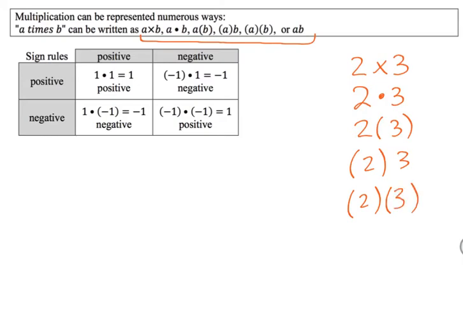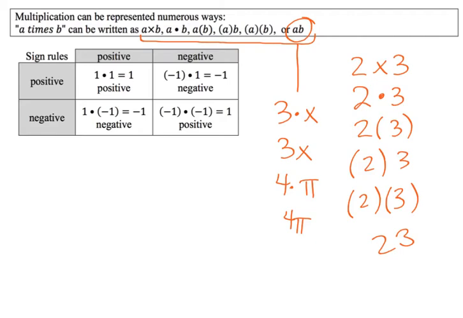And the last example here, it does not work for 2 numbers. If I write 2 numbers next to each other, that's 23, not 2 times 3. This is only useful for variables. Like 3 times x could just be written as 3x. 4 times pi can be written as 4 pi. So for things that are not just numbers, like 2, 3, 5, 7, 14, things like pi, x, a, b, c, m, n, any letter, you can represent multiplication just by writing it right next to it.